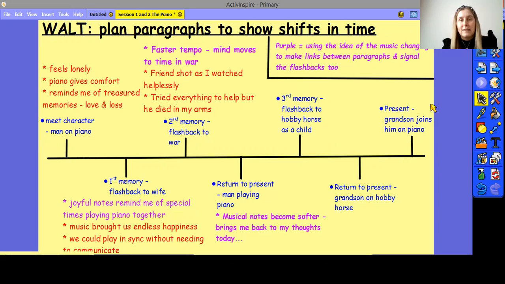So you will now need the English Session 2 activity sheet, which is a copy of this timeline, and it's got all the main events on for you. So you will need to add the finer details as to what will happen in each main event using note form, and then you can think about how you will link your paragraphs. I strongly advise using the idea of the music changing to help you.